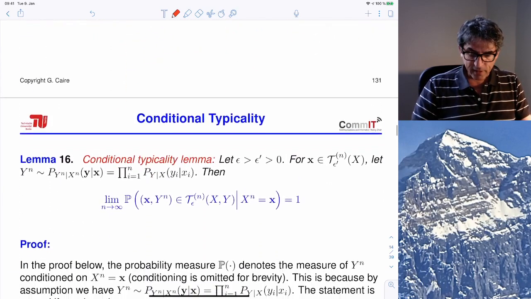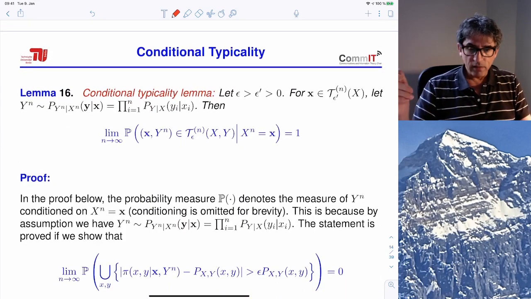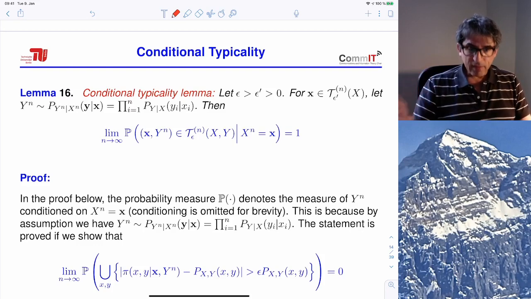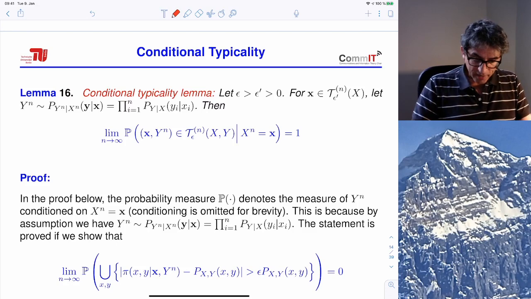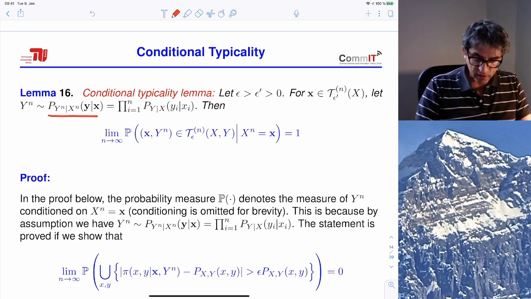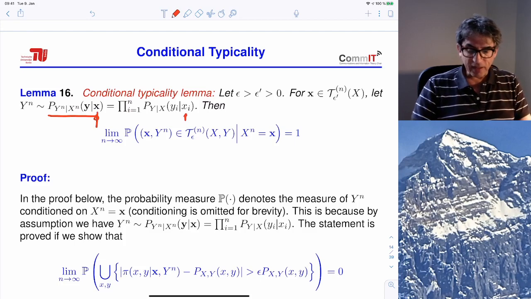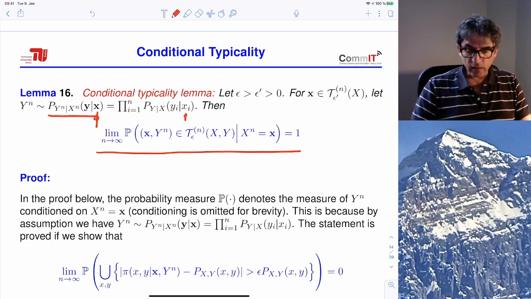But now I'm interested in doing a different thing. I take a typical x. And what is the probability that a sequence y generated according to the conditional distribution given that specific x is jointly typical with x? And it turns out that this probability tends to 1. So we have this result as n goes to infinity.